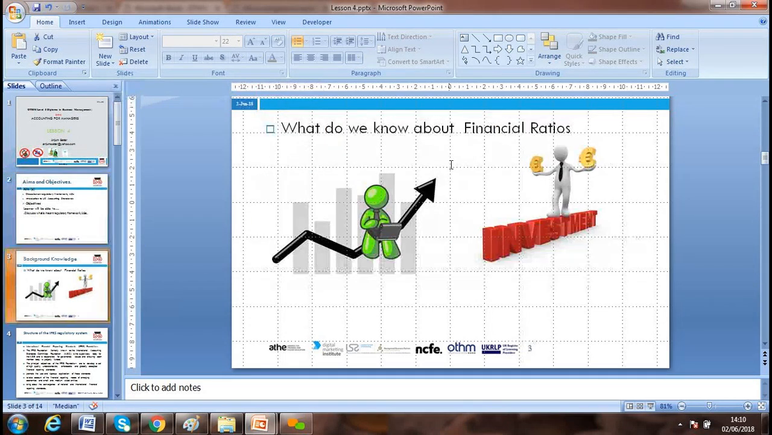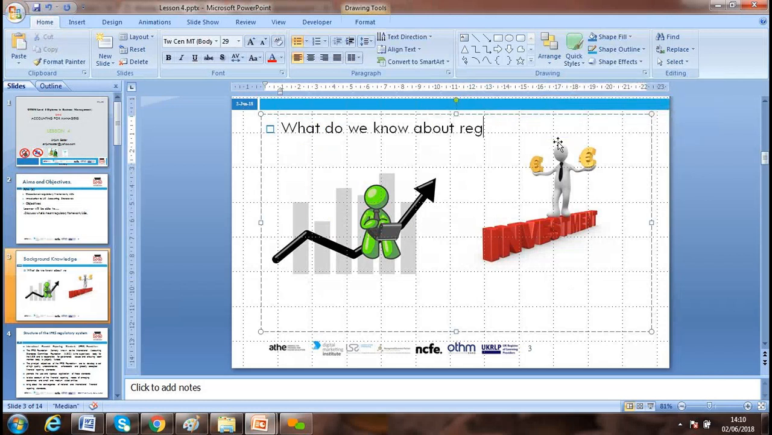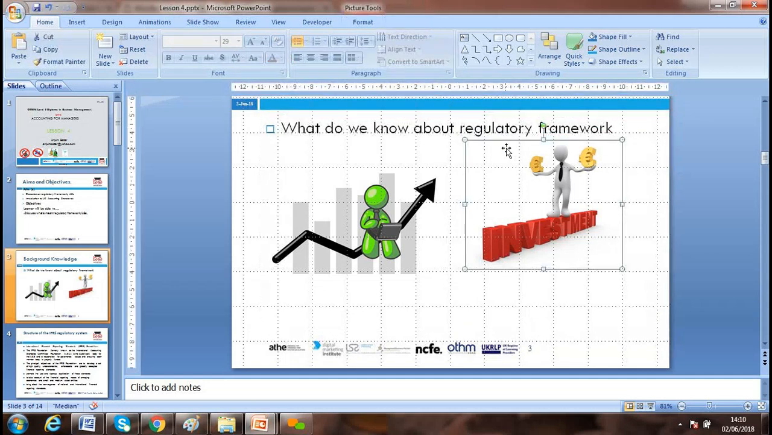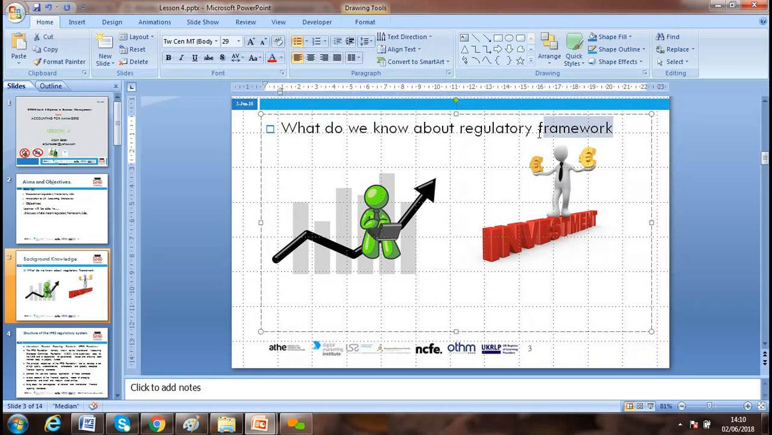Okay, what do we know about the regulatory framework? What is meant by regulatory? A regulatory framework is the foundation of something. Well done. The foundation of something is called a framework. Good. So regulatory means rules and regulations. Some laws and rules that help us run our systems, processes and procedures properly, and we call them a regulatory framework. Any question?